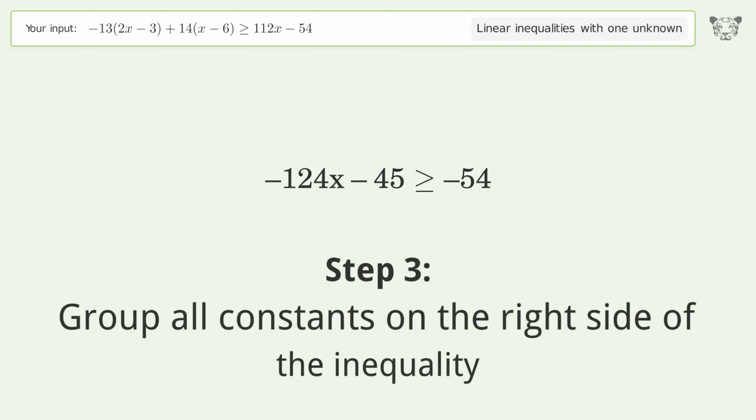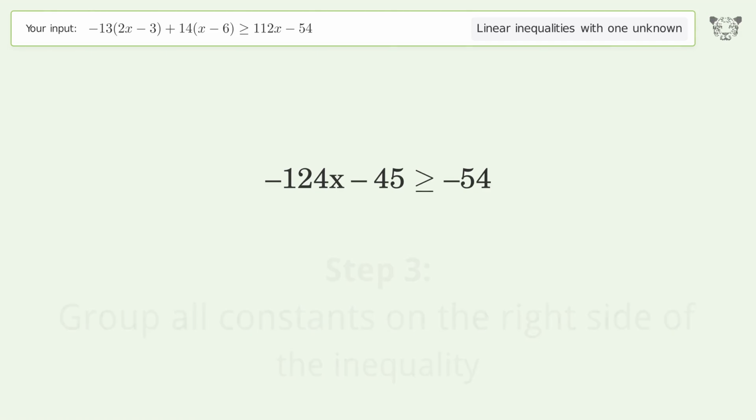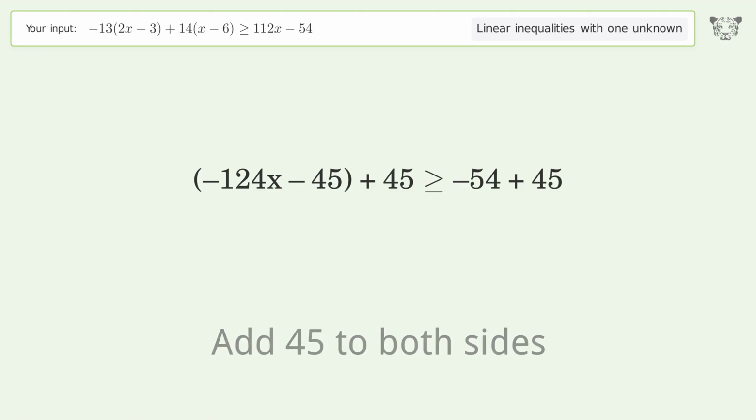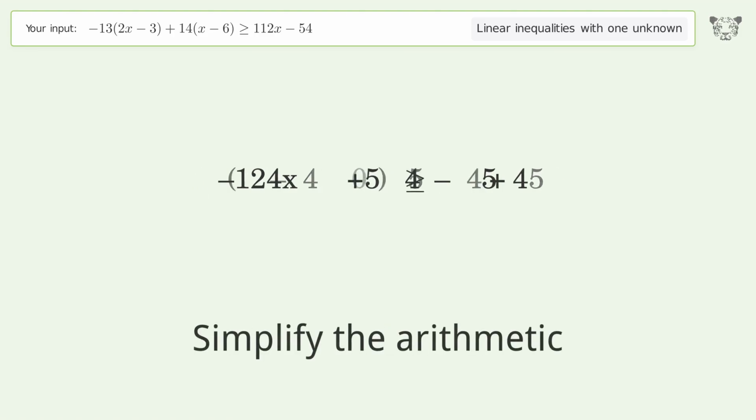Group all constants on the right side of the inequality. Add 45 to both sides. Simplify the arithmetic.